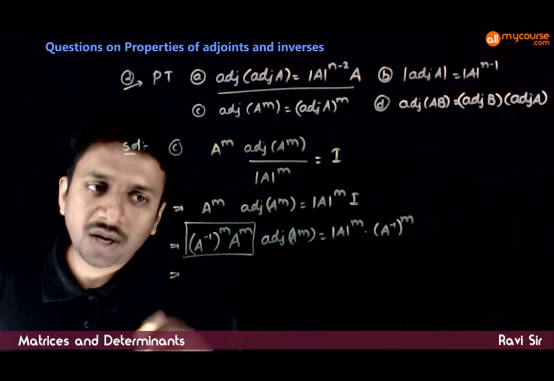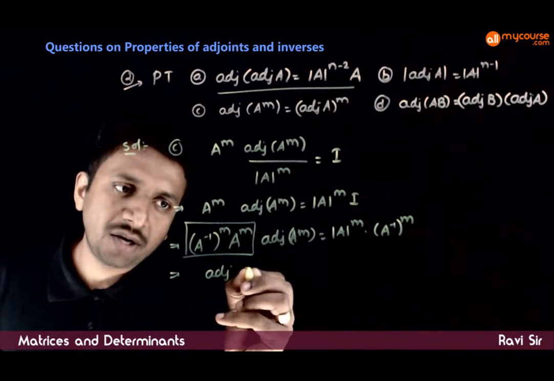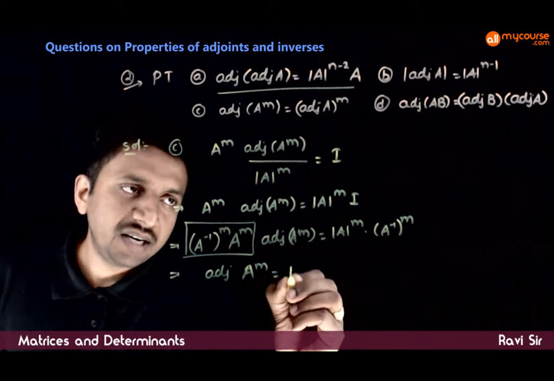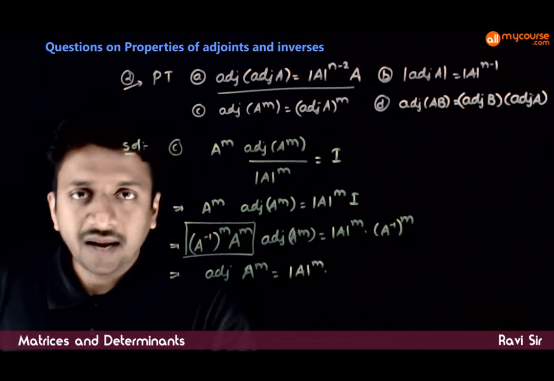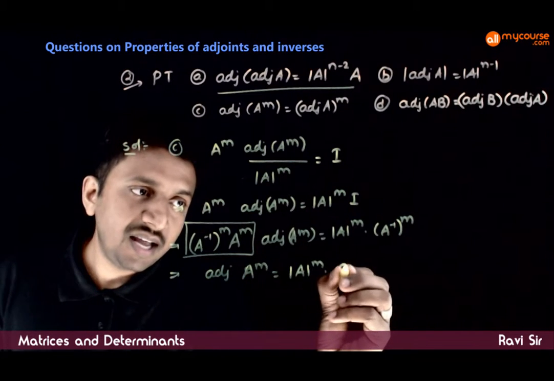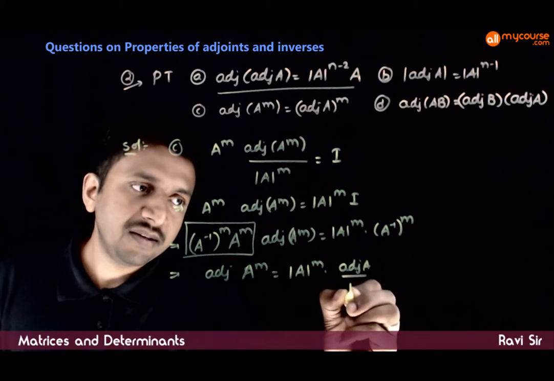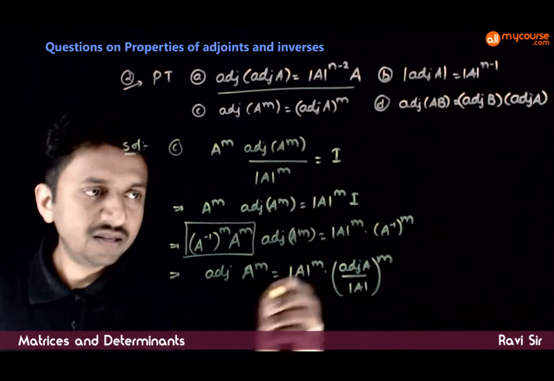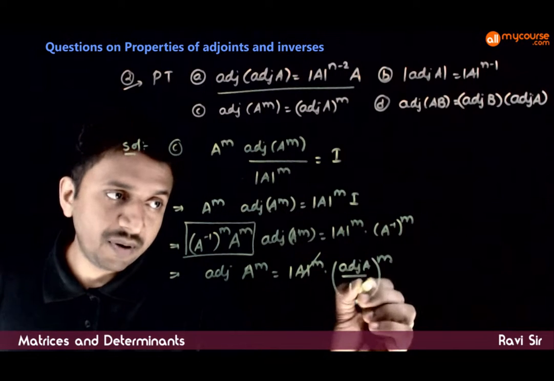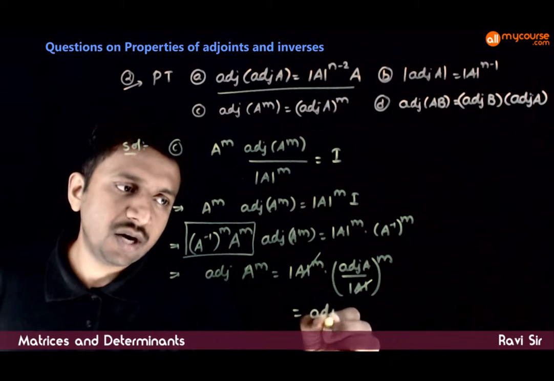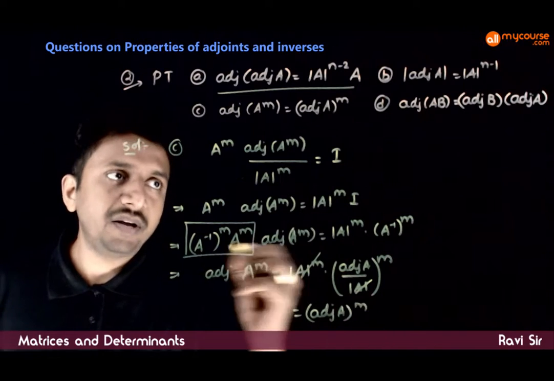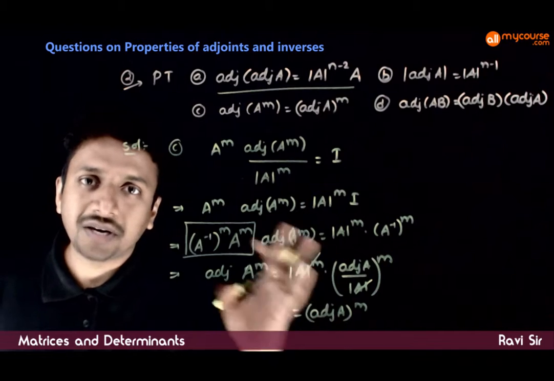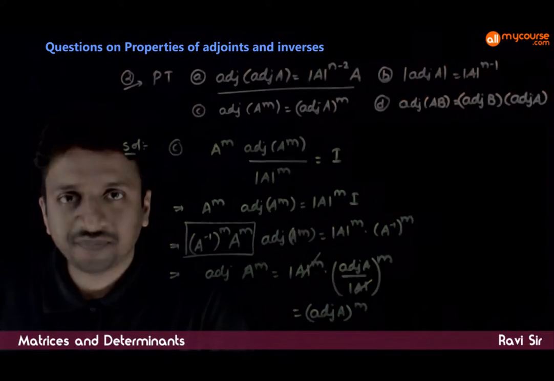So I times adjoint of A to the power m, which is the same as adjoint of A to the power m, is equal to (det A) to the power m times A inverse to the power m. And what is A inverse? A inverse is adjoint of A by det A, all to the power m. So (det A) to the power m and (det A) to the power m get cancelled, so you get (adjoint A) to the power m. So adjoint of A to the power m is (adjoint A) to the power m.